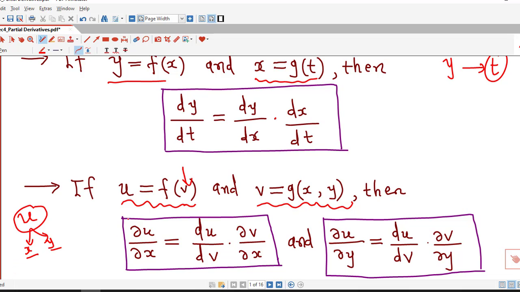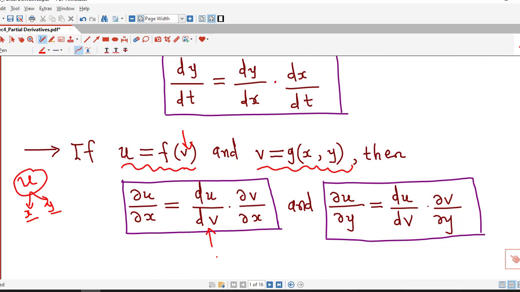So if we want to find the partial derivatives of u with respect to x and y, we have to apply chain rule. To find the partial derivative of u with respect to x, first we differentiate u with respect to v. Because u is a function of v only, we write du by dv, that is the ordinary derivative of u with respect to v, and in the product we consider the partial derivative of v with respect to x. Similarly, the partial derivative of u with respect to y equals the derivative of u with respect to v into the partial derivative of v with respect to y.